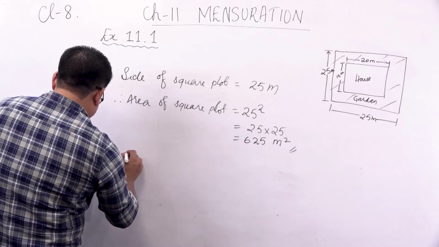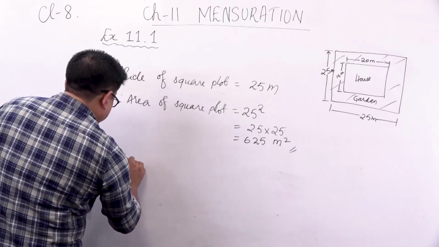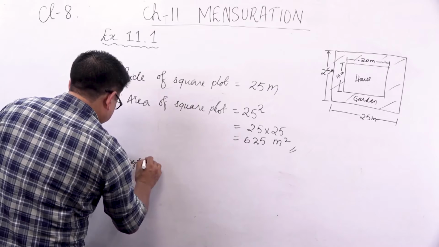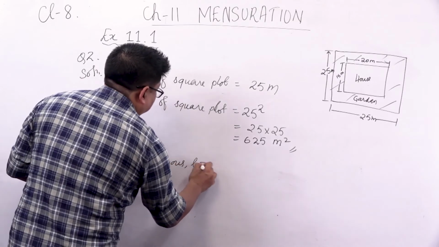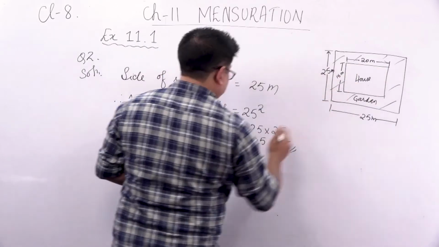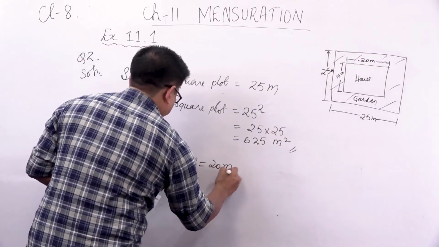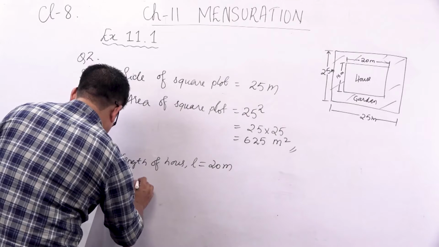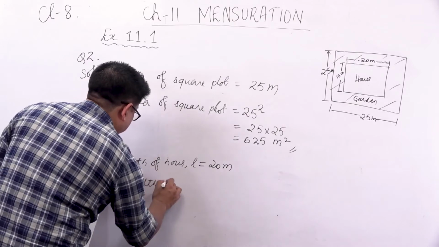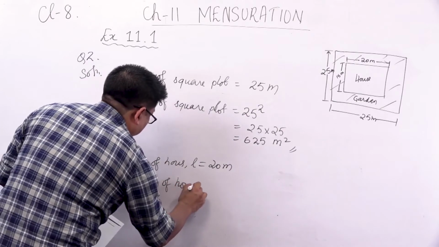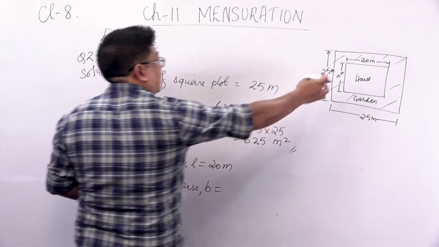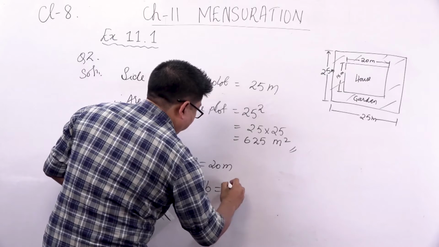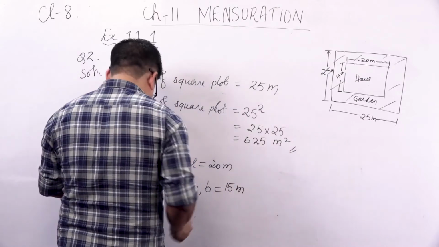And length of house. The length of house L is given as 20 meter and breadth of house B is given as 15 meter.